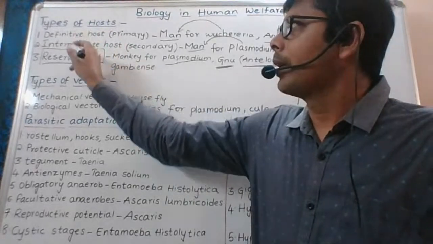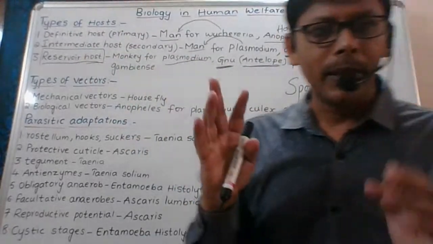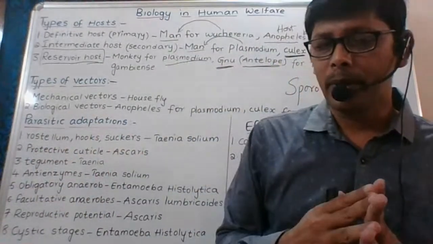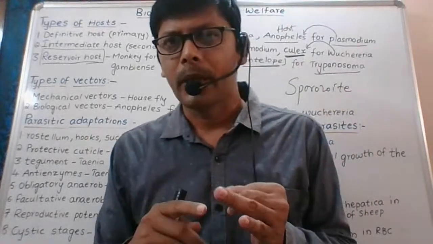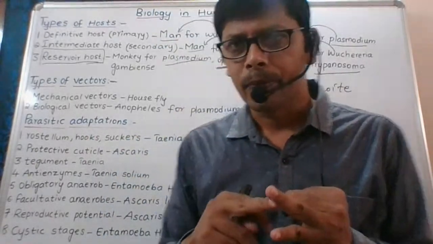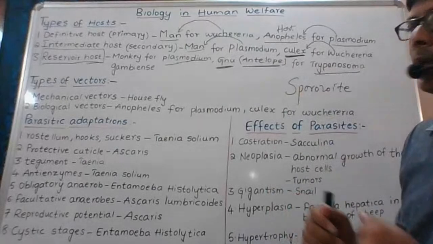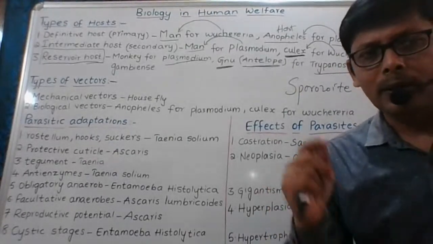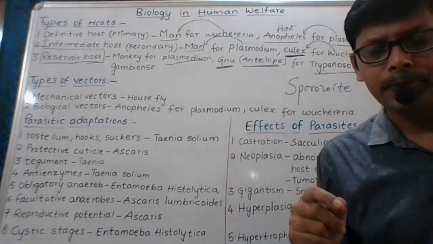These are the three types of hosts, their definitions and examples. I repeat again briefly. Primary host, also called definitive host. Intermediate host, or secondary host. And the third one is the reservoir host.